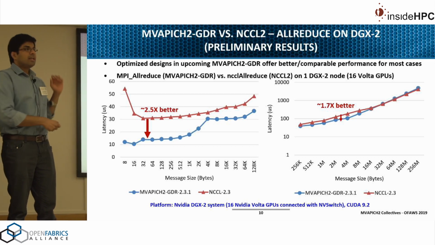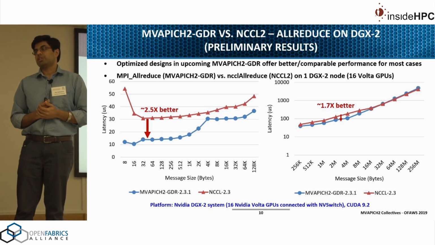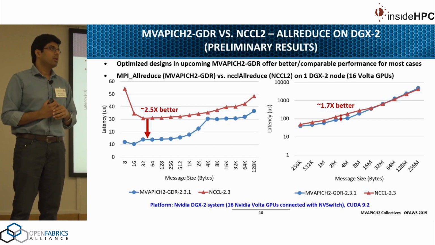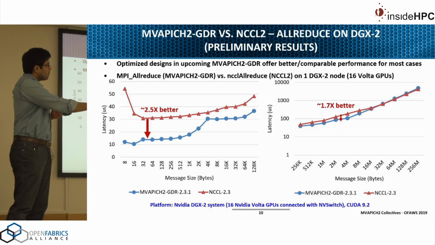So NCCL is fantastic at what it does. What it does is very, very large message reductions. It does not care about your small message or medium message reductions. Okay? It does this very, very well.